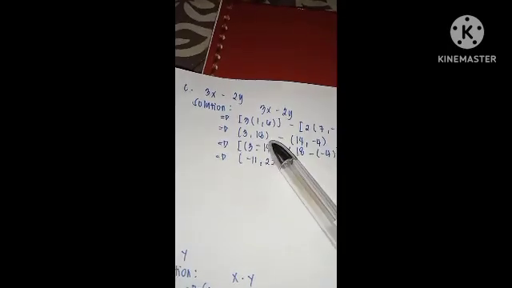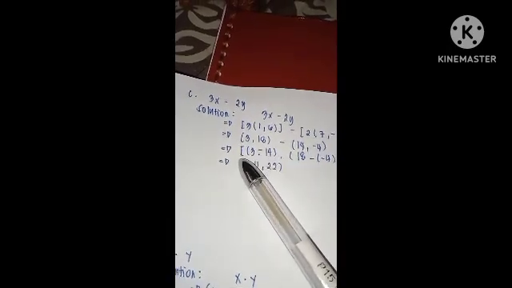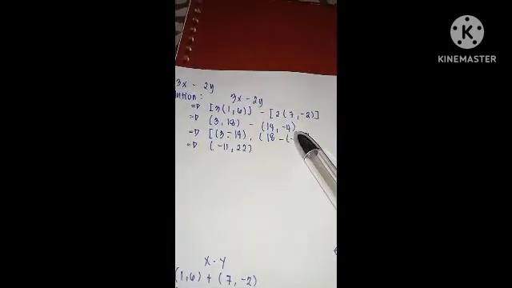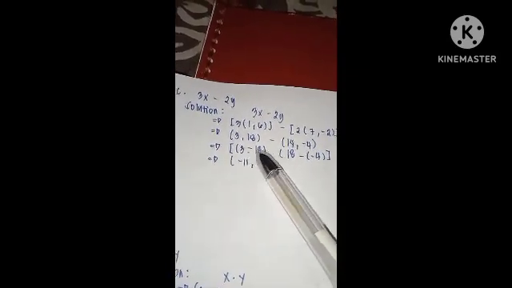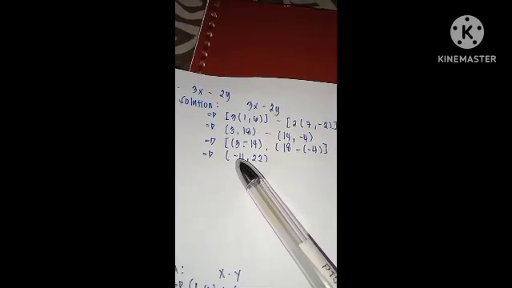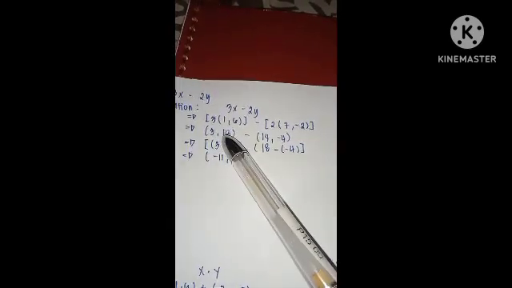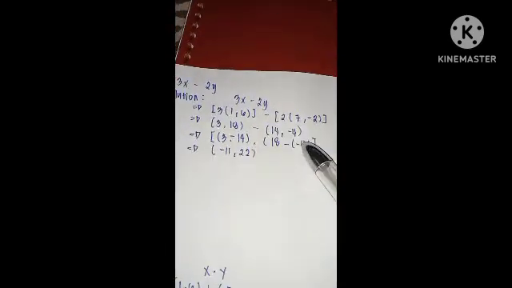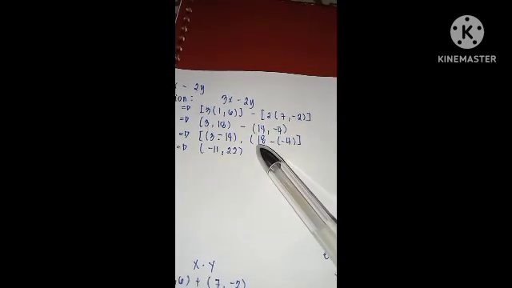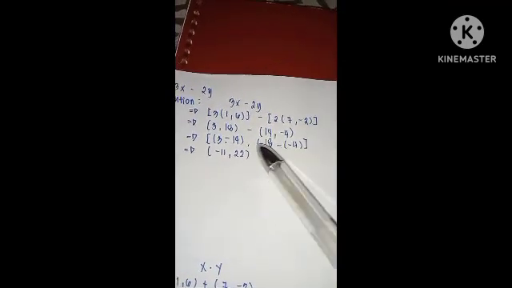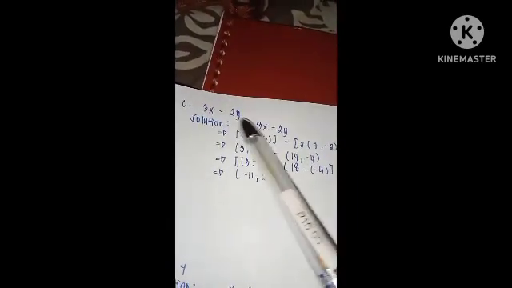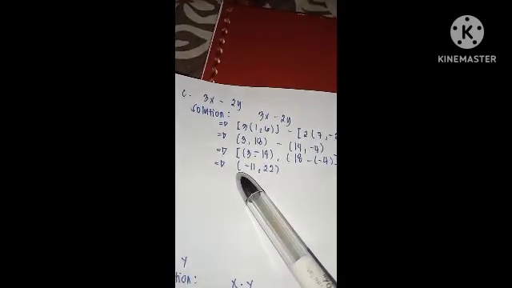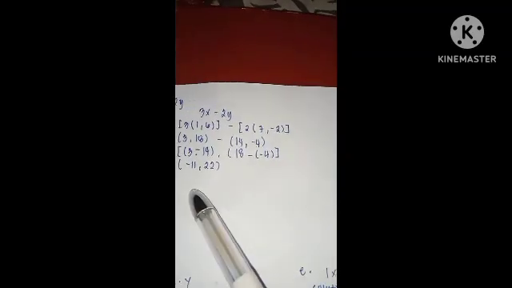So the x here is 3, and the x here is 14. So 3 minus 14 is equal to negative 11. The y here is 18, and the y here is negative 4. So 18 minus negative 4 is equal to 22. So that is the answer of 3x minus 2y, which is equal to negative 11, 22.